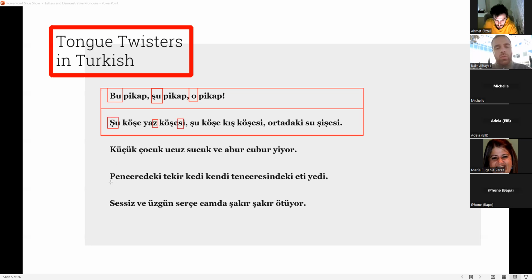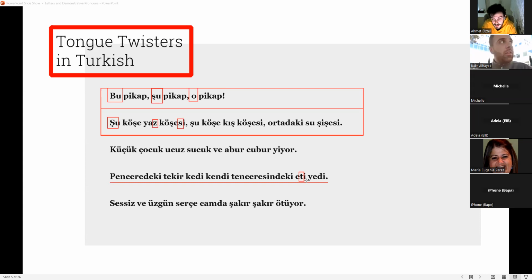And then this one is one of my favorites. Actually, this is also a famous tongue twister. I didn't make it up on my own. Penceredeki tekir kedi kendi tenceresindeki eti yedi. So the T that I have over here in eti is going to be a strong one, because most American students especially tend to make this D sound when they see the T in the middle, but it has to be a strong one. Penceredeki tekir kedi kendi tenceresindeki eti yedi.